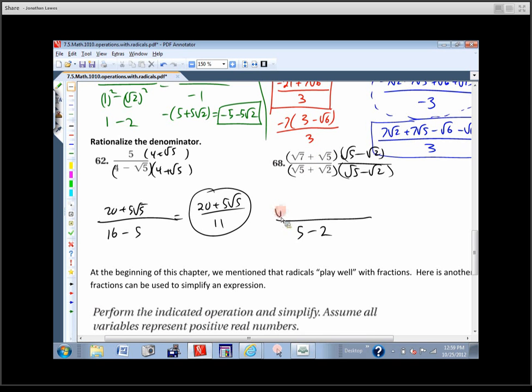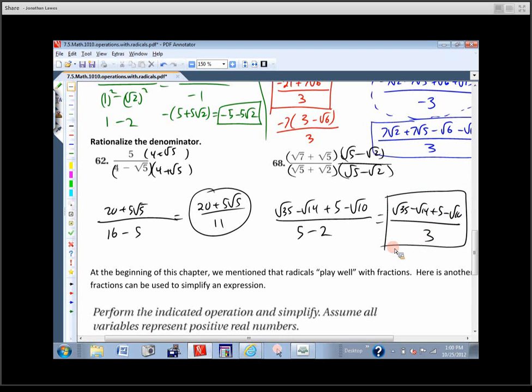Up here we get a radical 35 minus radical 14 plus 5 minus radical 10. Now, as much as it looks like the two of these ought to be able to be combined, they don't. This is a 5 and a 7. This is a 2 and a 7. You can't take anything out. There's no way you're going to make those the same. So when we write the answer to this one, it's going to be radical 35, whoops, keep that a minus, minus radical 14 plus 5 minus radical 10, all over 3. And that would be it right there. Okay, are there any questions?